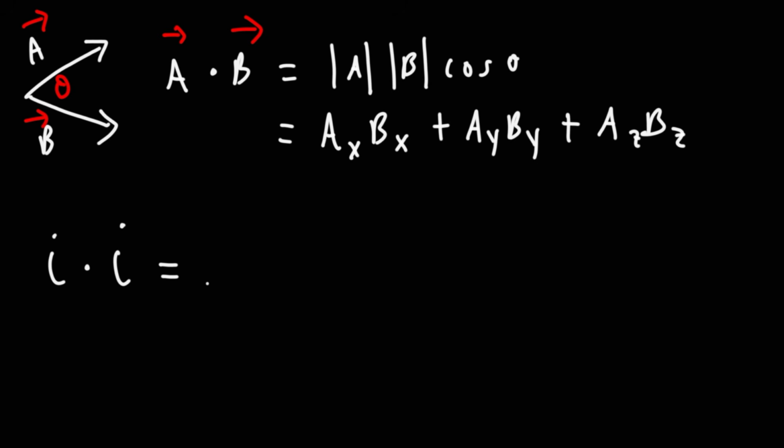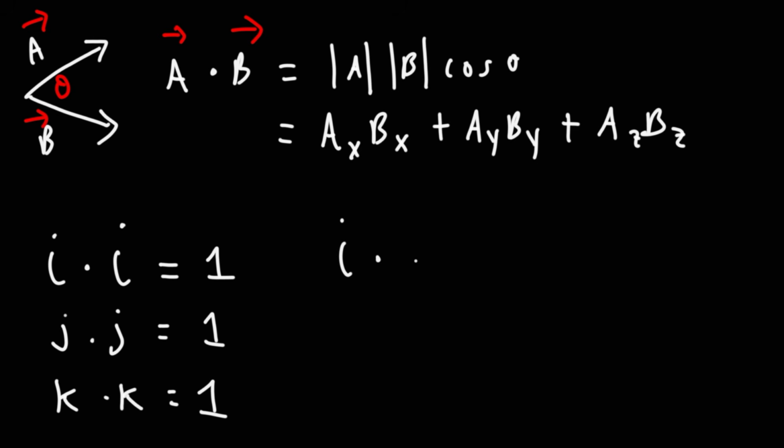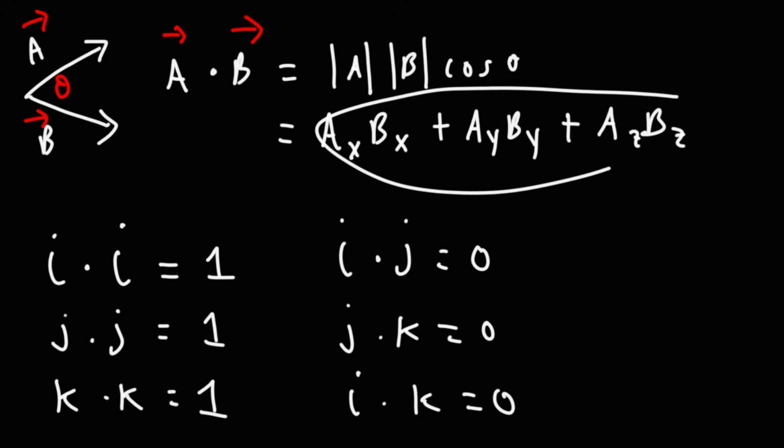So i times i is going to be 1. j times j, using the dot product formula, is also 1. And k dot k is 1 as well. So anytime you multiply two identical standard unit vectors together, it's always going to be 1. If you're multiplying standard unit vectors that are different, using the dot product formula, it's going to be 0. So i dot j is 0, j dot k is 0, and i dot k is 0. And you could verify it with this formula.